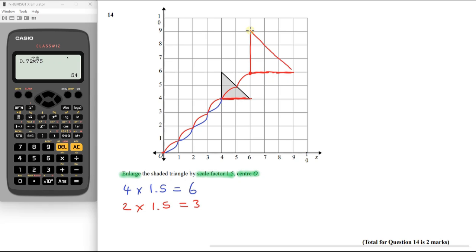I'm trying to do it as accurately as possible, and I do recommend you use a ruler. But for me, this is absolutely fine. There may have been other ways you could have done this. You could have used vectors. But however you've done it, as long as you've got this answer, that's absolutely fine.